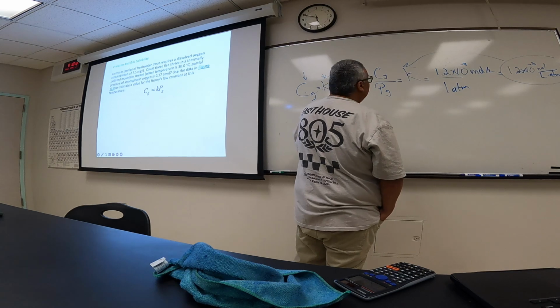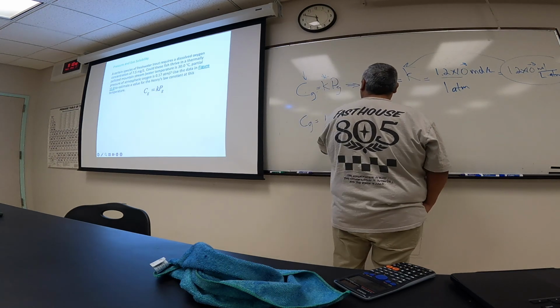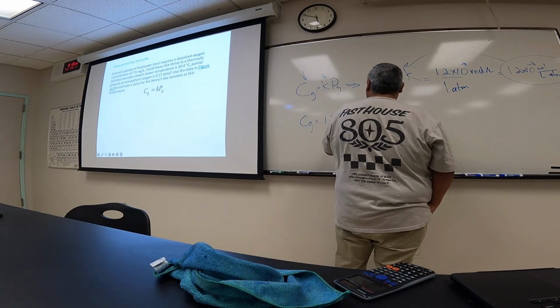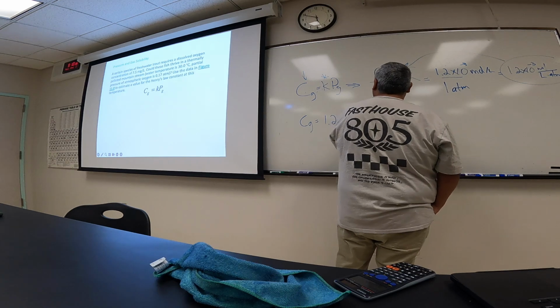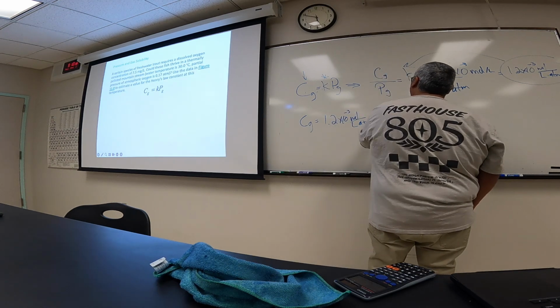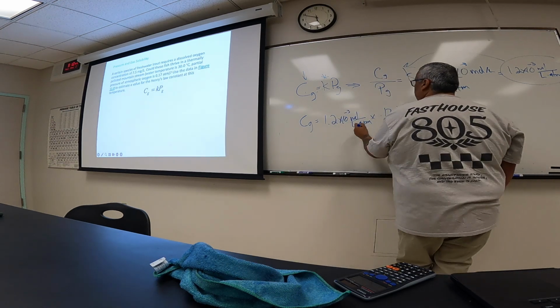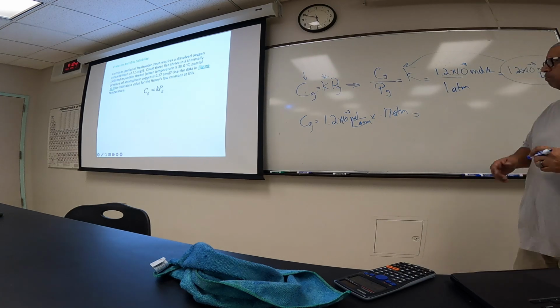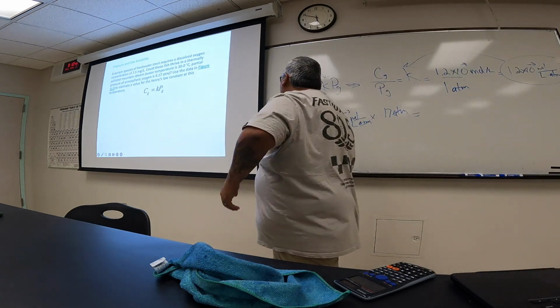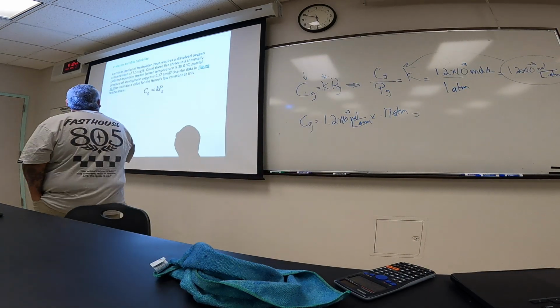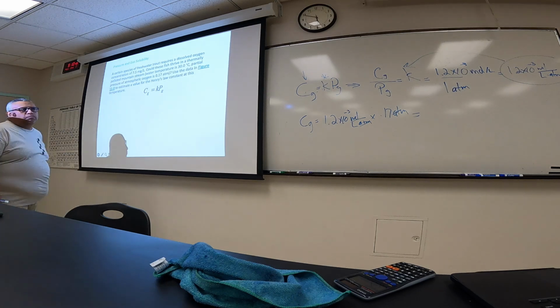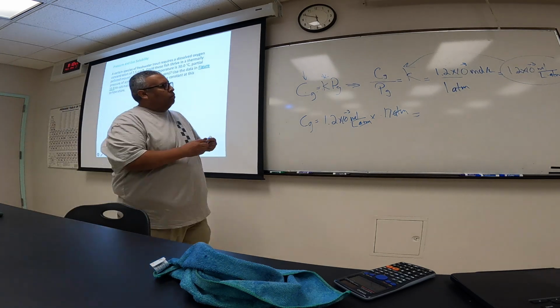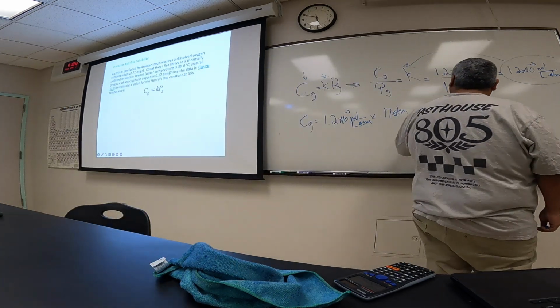1.2 times 10 to the minus 3 moles per liter atmosphere times 0.17 atmospheres. So 1.2 times 10 to the minus 3 moles per liter, 2.04 times 10 to the negative 4.